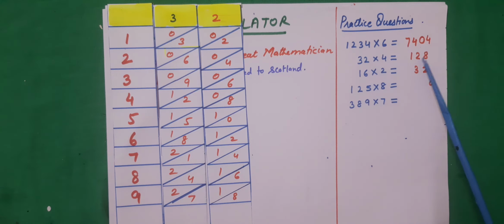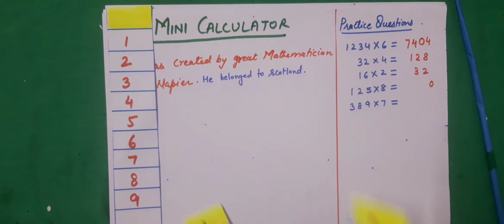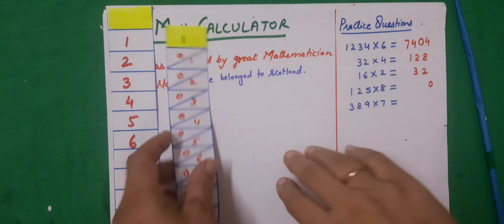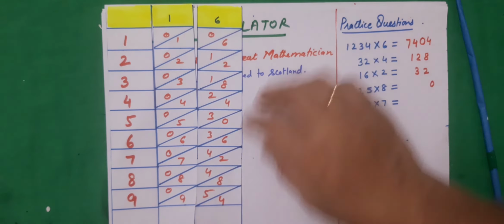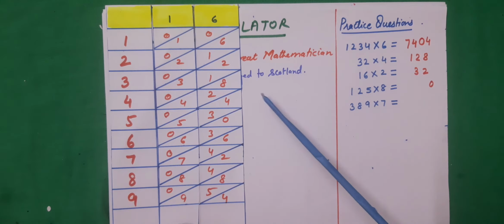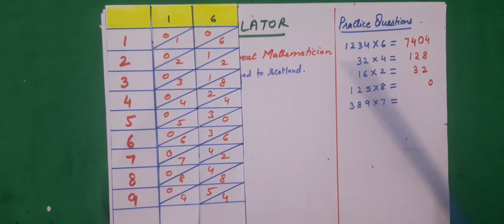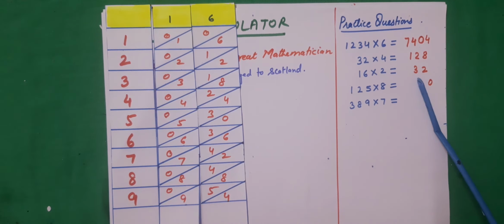Next, 16 twos are 32, you know it, but okay, let's verify it. So you will be keeping here 16 like this, 1 6. Let's verify also whether our calculator is working properly or not. 16 into 2 will be here 2, and 2 plus 1 is 3. Clear? Next, 125 into 8.